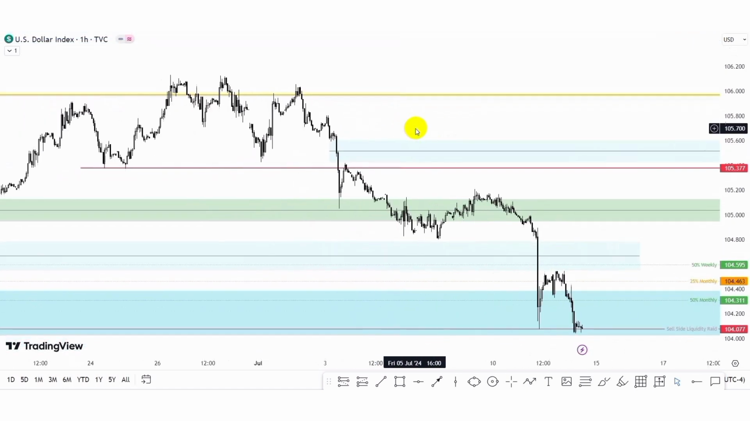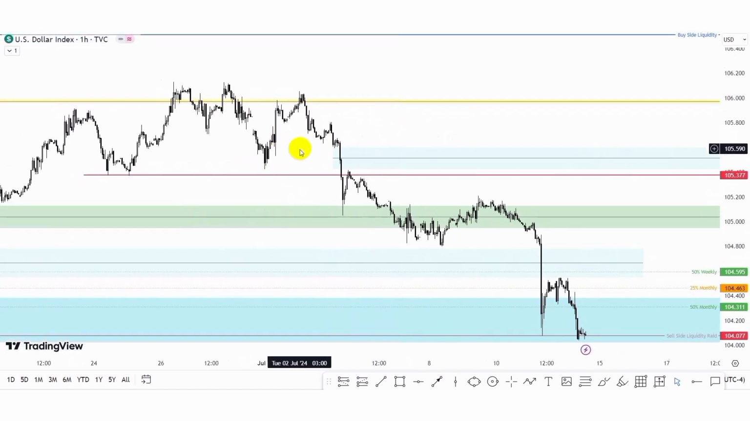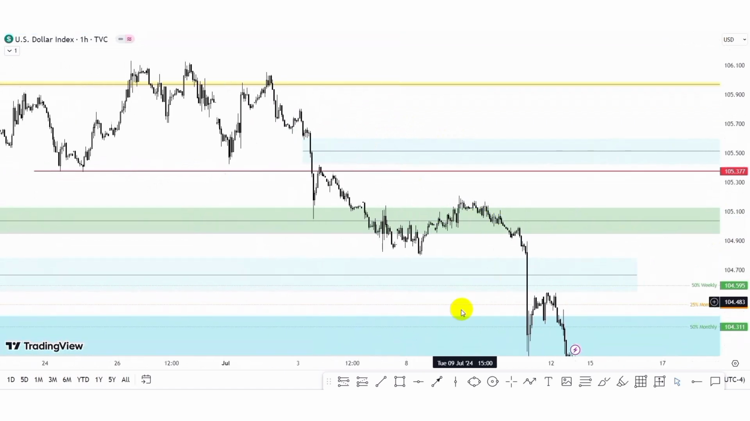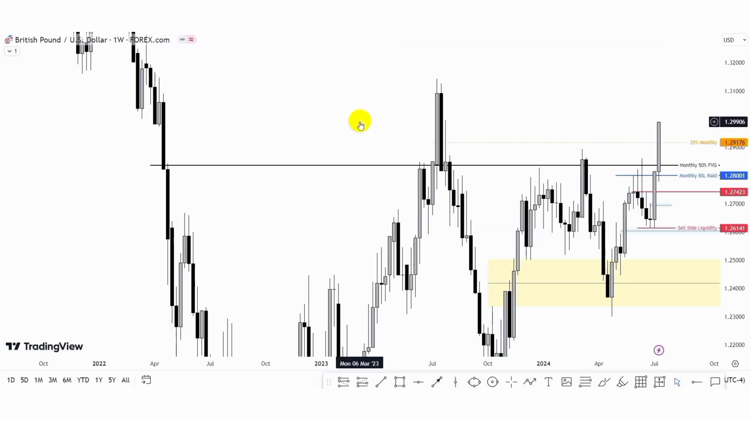So guys, this is a review for the dollar index. Let's check the other pairs we actually analyzed last week to actually see how they all played out. So this is the GBP USD pair. So let's also have a quick review on this.